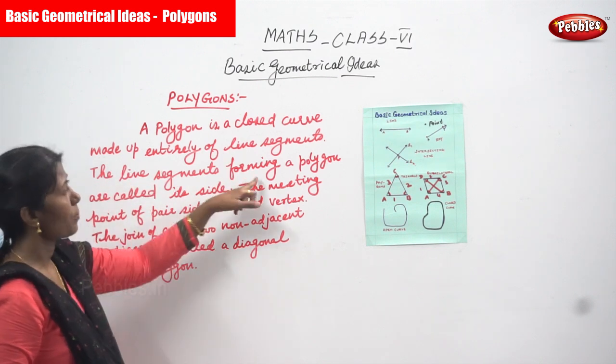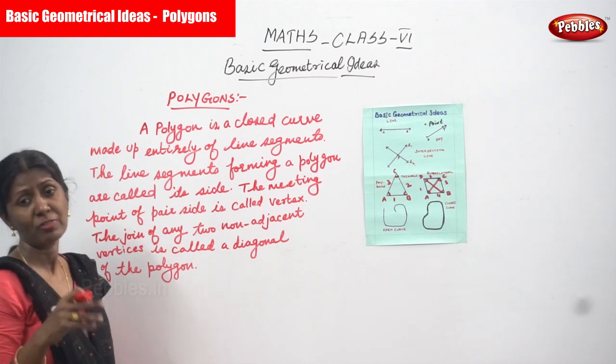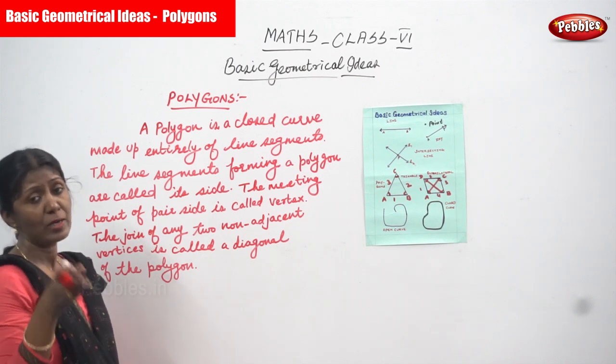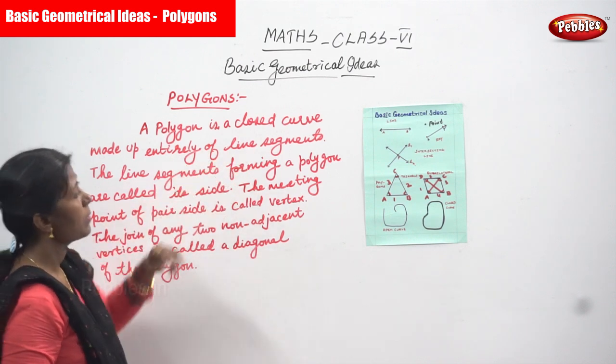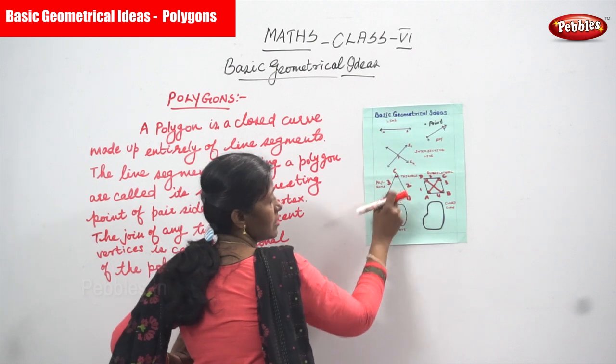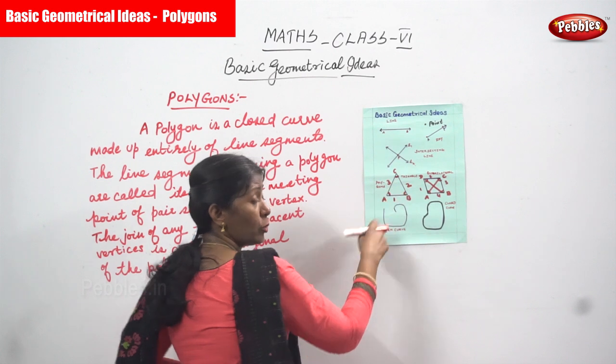Only line segments form a polygon. I have told you a line segment always has a specific measurement. And it is a closed curve because of these three sides. This is the triangle, which has three sides, and it is a completely closed curve.